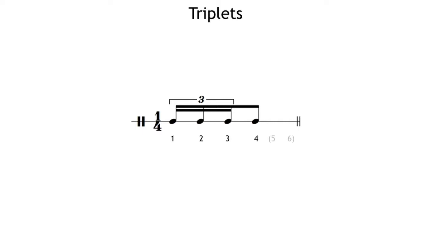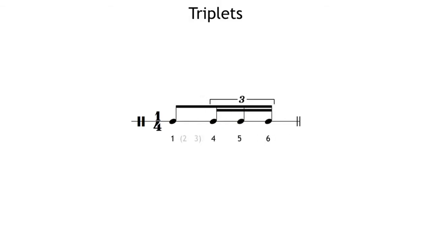Here's my beat. Here's my sextuplet division. 1, 2, 3, 4, 5, 6, 1, 2, 3, 4, 5, 6, and I choose the divisions that actually have notes on them. 1, 2, 3, 4, 1, 2, 3, 4.